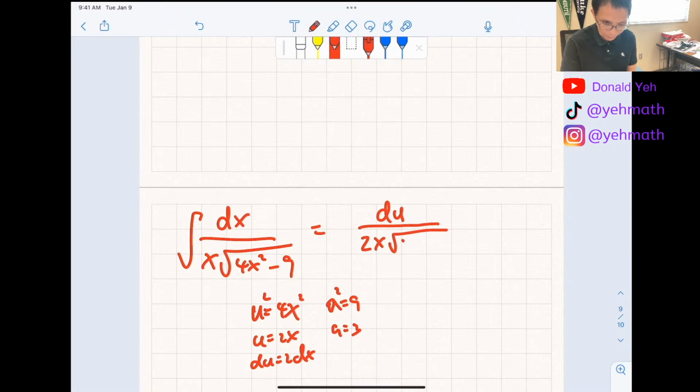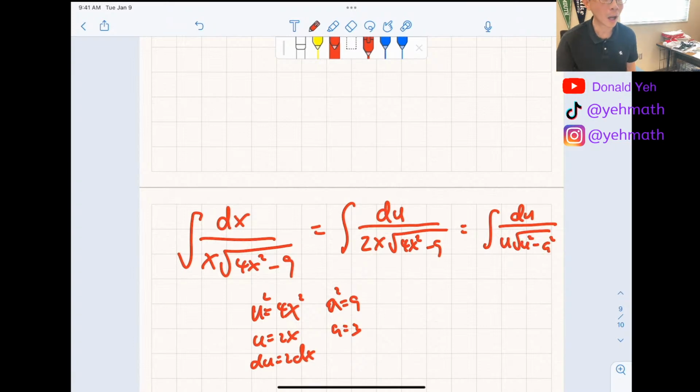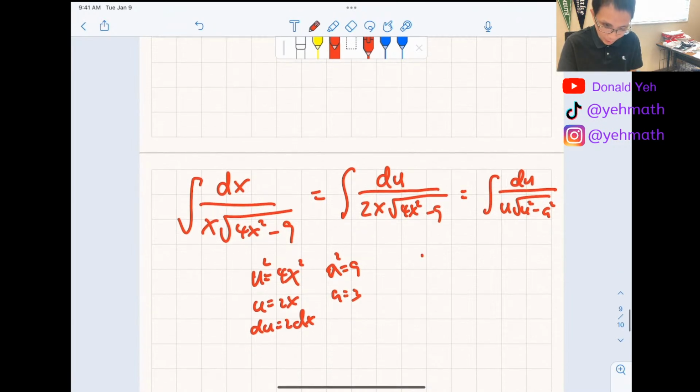So this one is 4x squared minus 9, and I just changed that. Now if I change it correctly, it's going to be du over u square root of u squared minus a squared. See that plot twist? And then that's going to be arc secant of u over a. So this one's absolute value of 2x over 3, times 1 over 3, plus c.